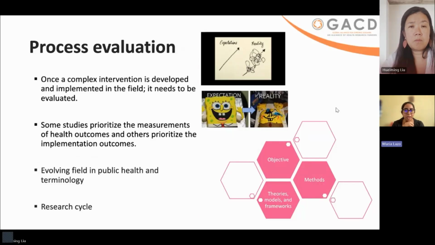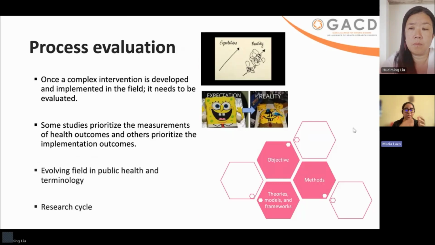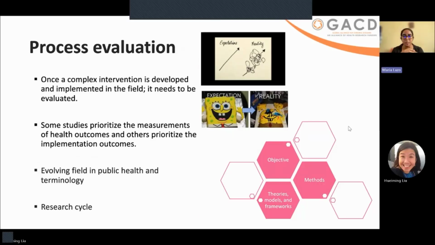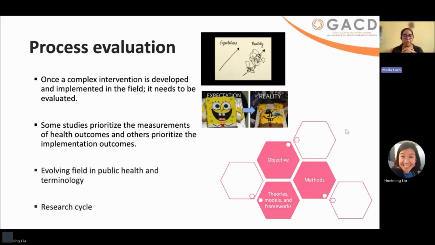So nowadays we recognize the need for more and more complex interventions in global health. And once they are developed and implemented, they need to be evaluated in the field. How we evaluate them can vary sometimes. In some cases the focus will be on health outcomes, and in other cases, the focus will be on implementation outcomes. So it is when the focus is on implementation outcomes that we call it process evaluation.